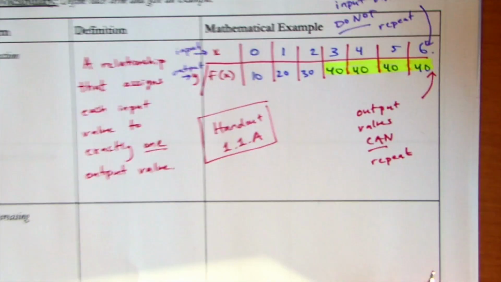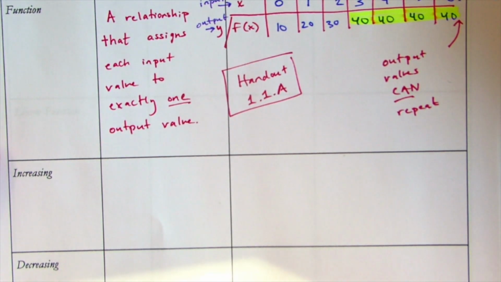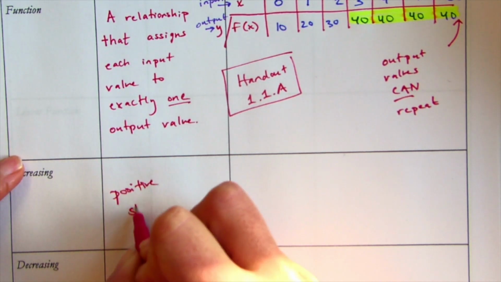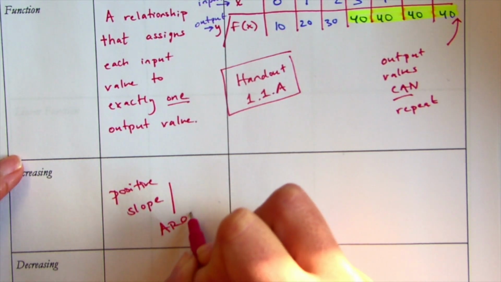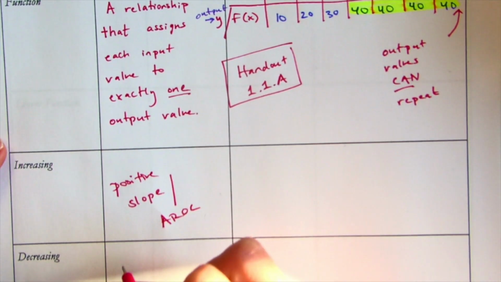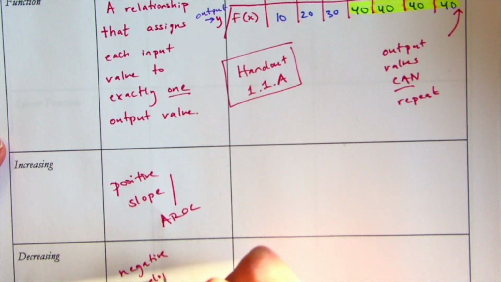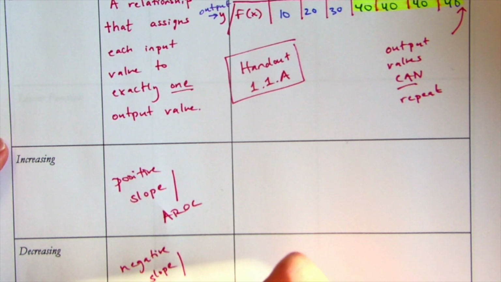Okay, next two words, pretty straightforward. Increasing we talked about means a positive slope. We also call that a positive average rate of change. Same thing. Negative slope would be decreasing, or a negative AROC.